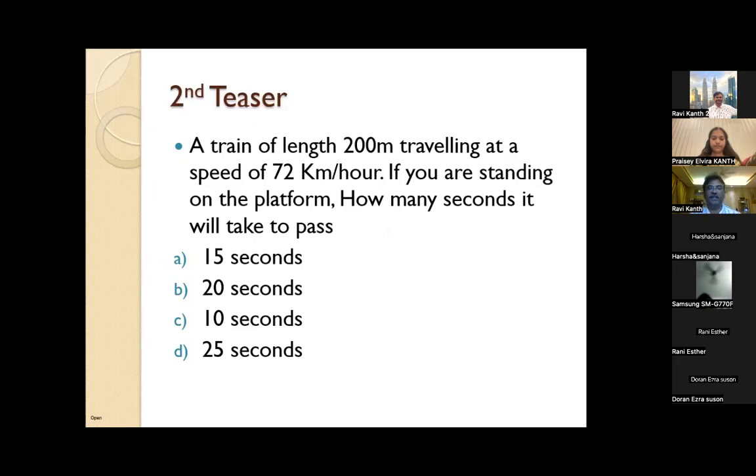Many students are there, elderly people are there. Can you calculate this one? A train, its length is 200 meters, is traveling at a speed of 72 kilometers per hour. If you are standing on the platform, how many seconds will it take to pass? Please try, everybody. If you have paper and pen, try to answer these questions. Then I will go into the real demonstration and real lessons.